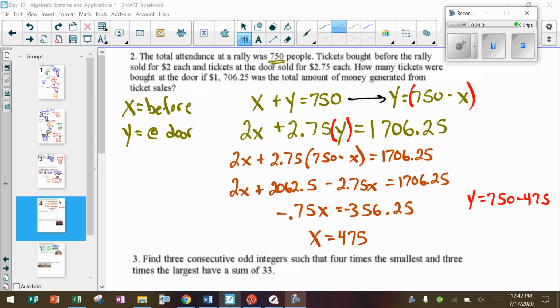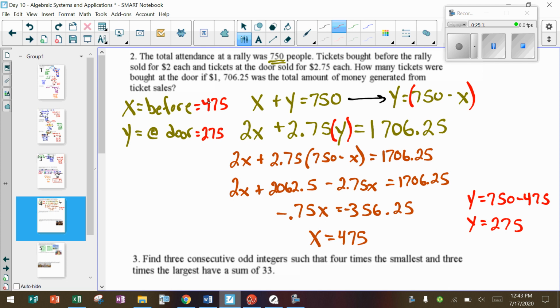And bam, welcome back. So I substituted the 750 minus x in place of the y, distributed the 2.75, combined like terms and solved for x, and I got 475 tickets for x. That means 475 tickets were sold before the rally. Taking that number and subtracting it from the total 750 means 275 tickets were sold at the door. So our before tickets were 475, and at the door tickets is 275.